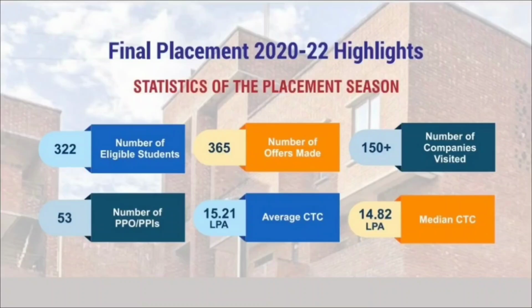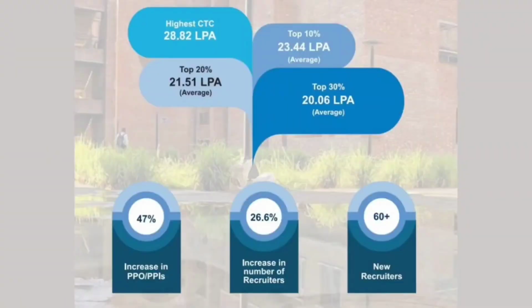Now if we consider the overall placements for IIM Kashipur for the 2020-2022 batch, there were 322 eligible students, 365 offers were made, and 150 plus companies visited the campus for recruitment. The highest CTC offered is nearly 28.82 lakhs per annum. The top 10% candidates have an average salary package of 23.44 lakhs per annum. The top 20% candidates have an average package of 21.51 lakhs per annum, and the top 30% candidates have an average package of 20.06 lakhs per annum.